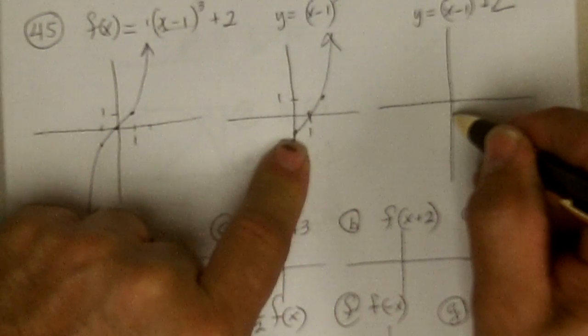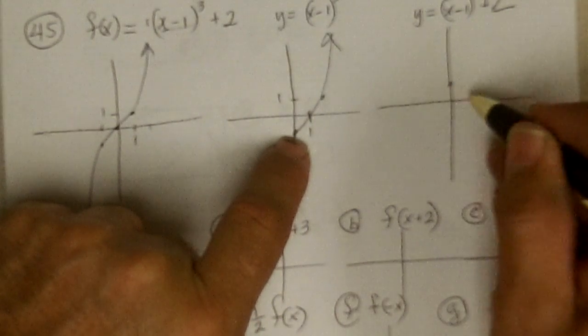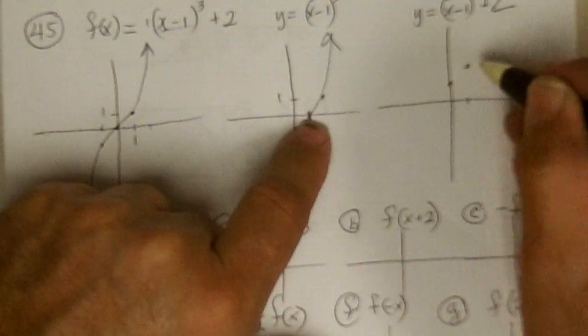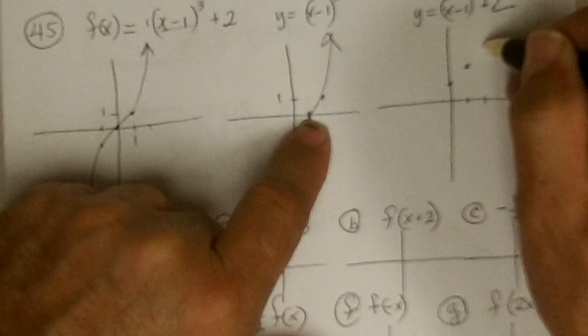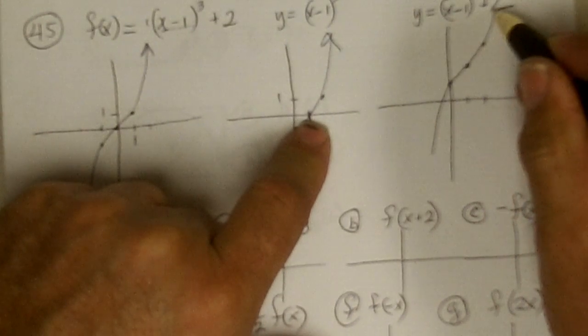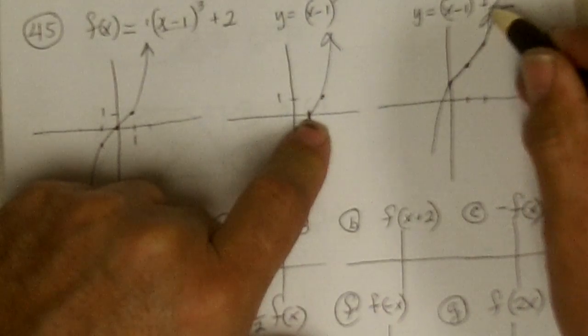So this point that was at minus 1 goes up to there. The point that was on here is now up here, and the point at 2 is going to be up at 3, and it's going to go something like that.